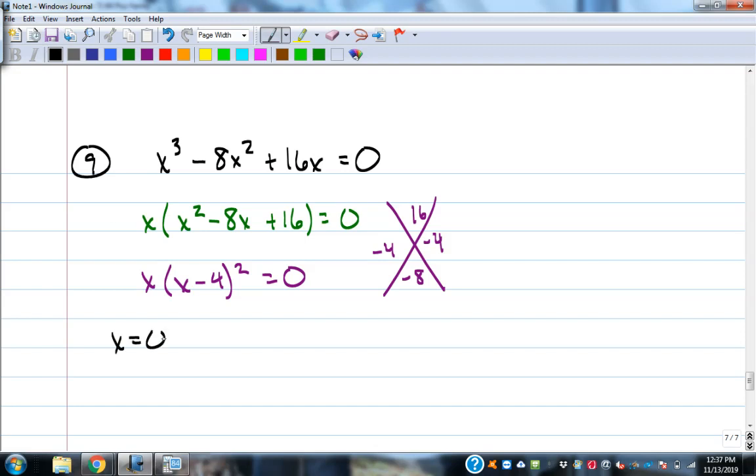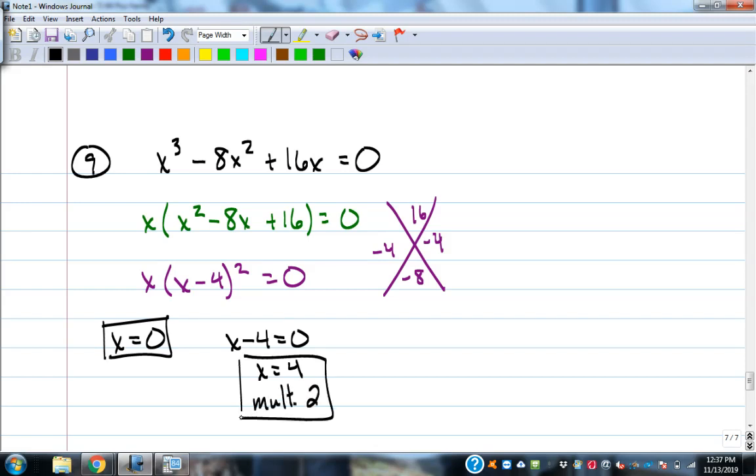So set x equal to 0, set x minus 4 equal to 0. That one's done. This one is x equals 4, but what do we know about it? Multiplicity of 2, because there were 2 of those. Not hard at all, right?